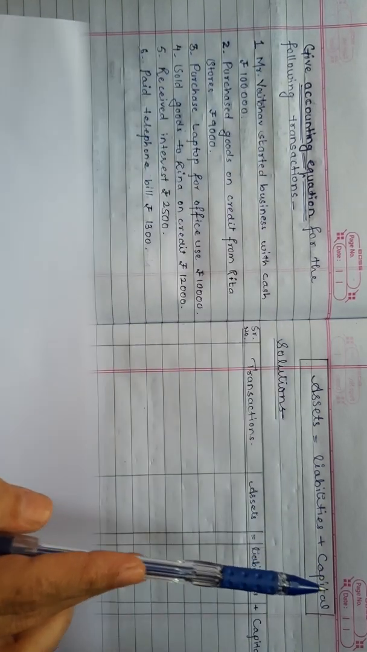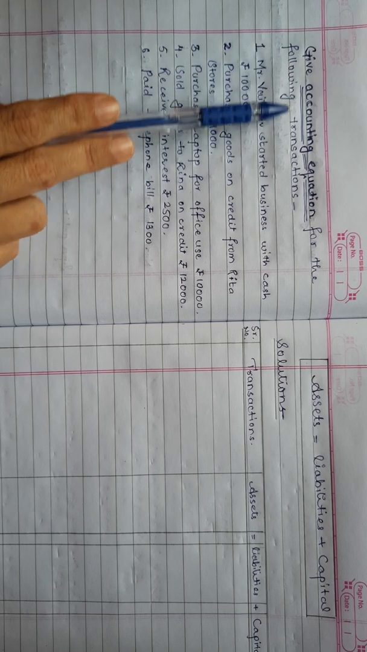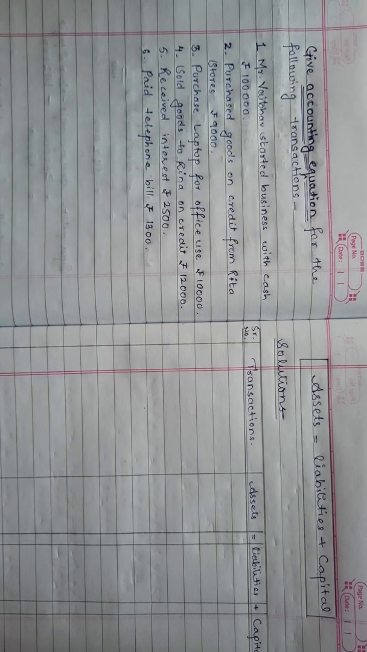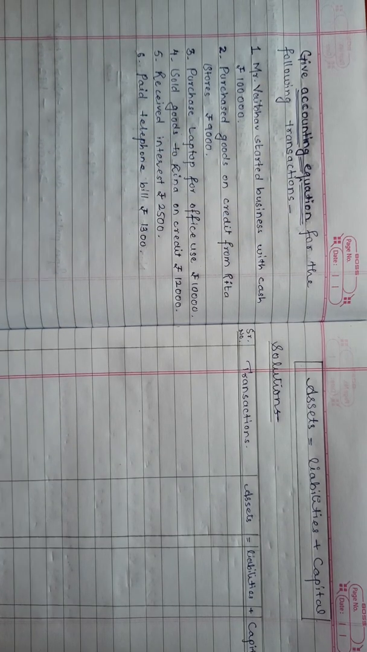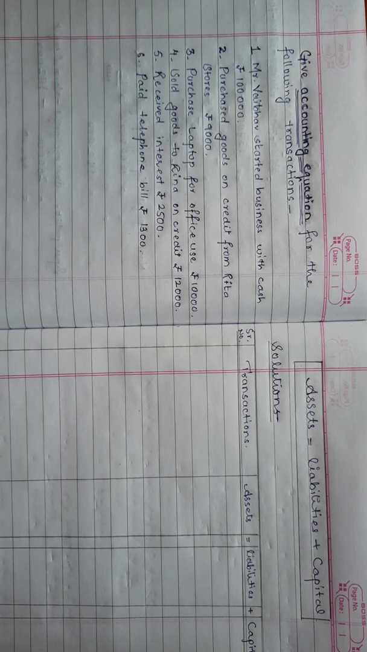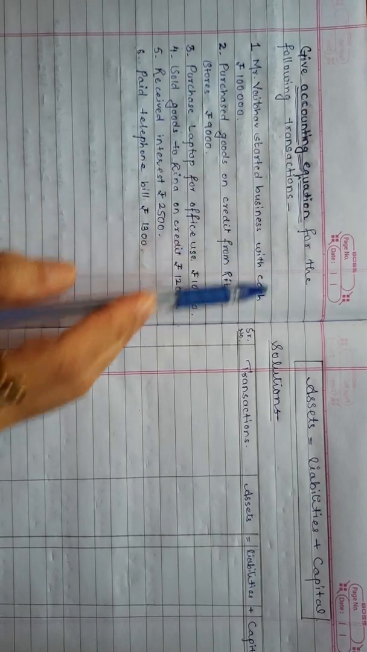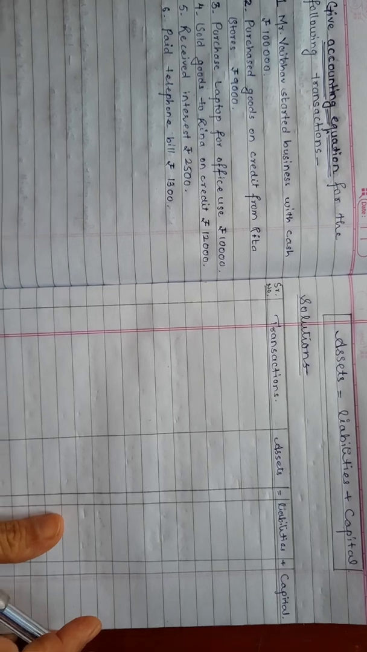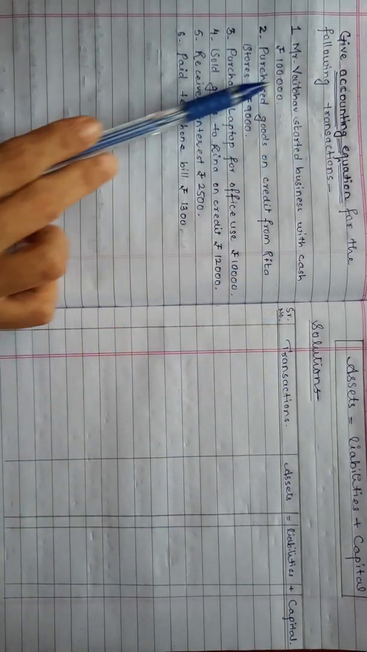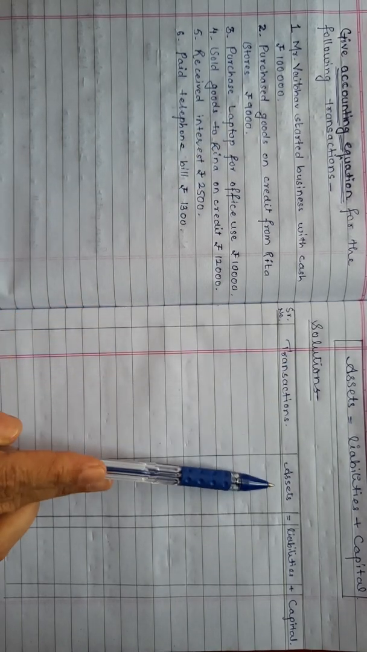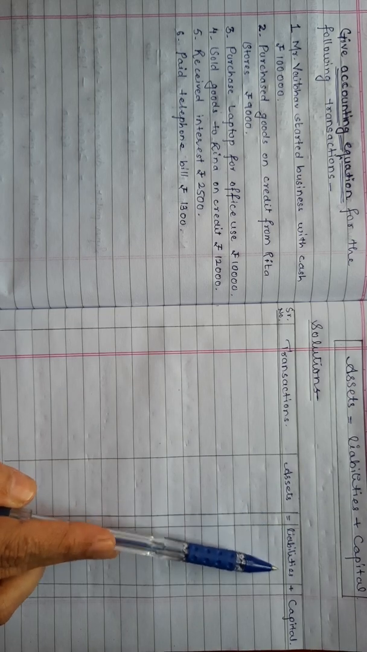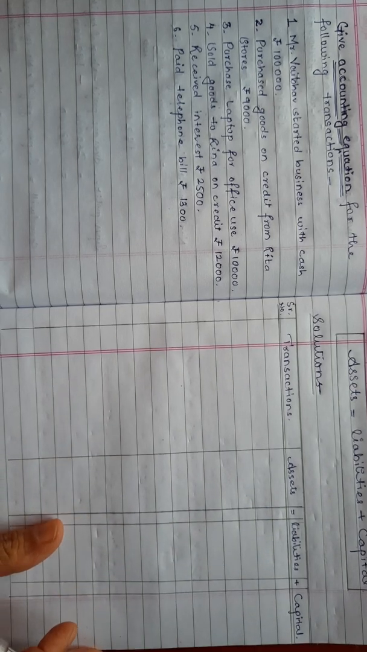Here is a question: given the accounting equation, show the following transactions. This question belongs to chapter 2 of class 11, practical problems, question number 3. So let's start with this. We will prepare the table in this way: serial number, transactions, assets equal to liabilities plus capital. So let's start with the question.